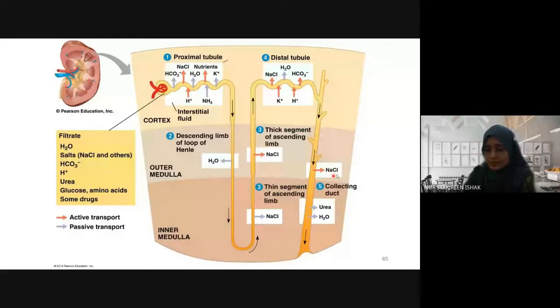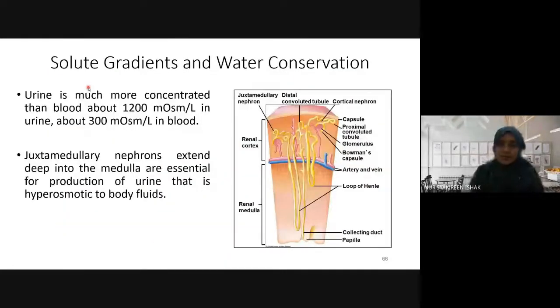Okay, so balik nanti, bukan balik maksudnya after lecture, tengok balik diagram ni and fahamkan balik proses apa yang berlaku kat setiap region.